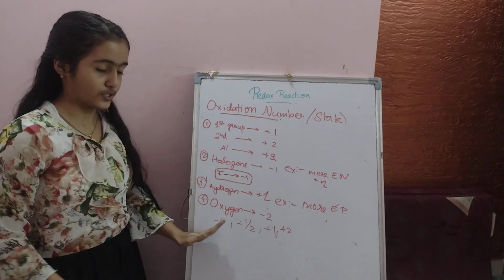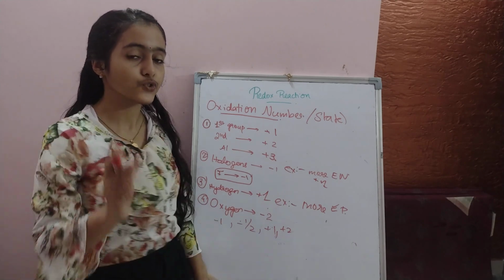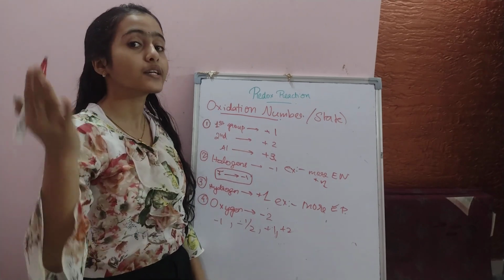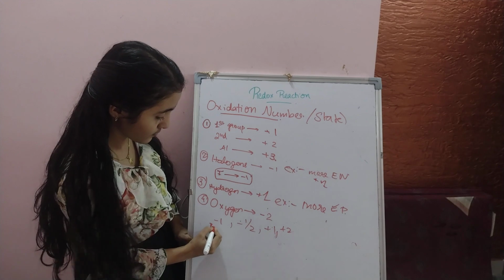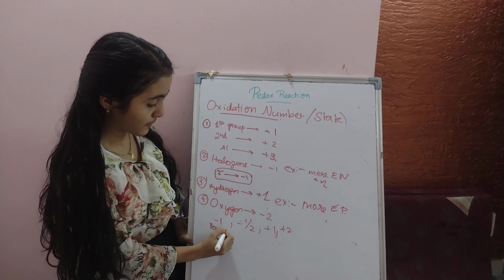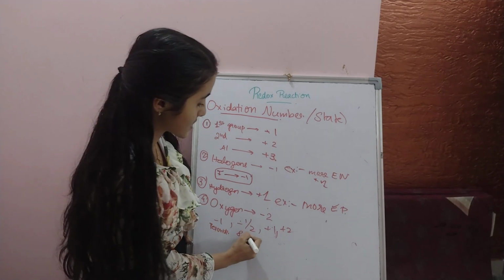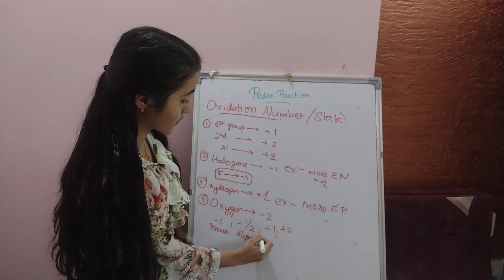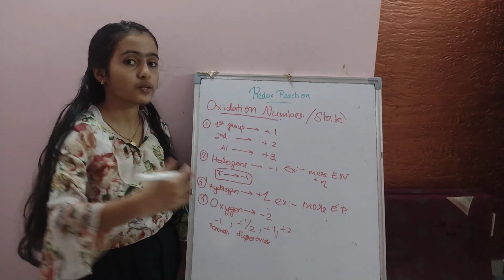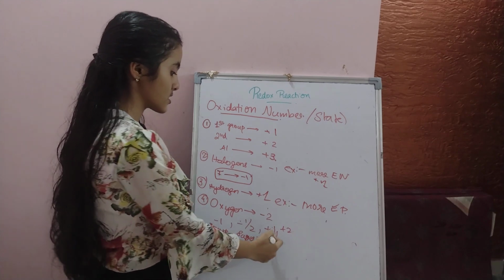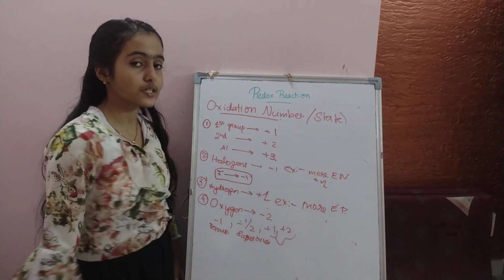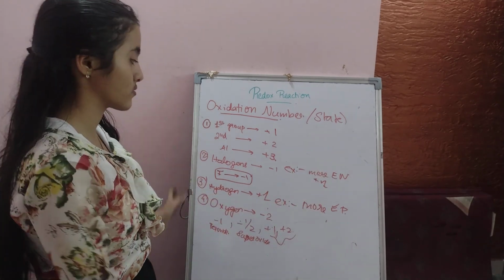What to do? So, oxygen usually has -2 oxidation state, but when it is in a peroxide, it has -1. When it is in a superoxide, it has -1/2. When it is with a more electronegative element such as fluorine, it has +1/2, +1 and +2, positive oxidation states.